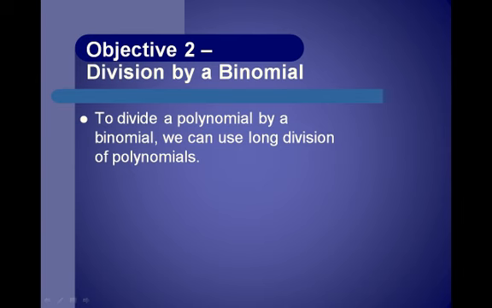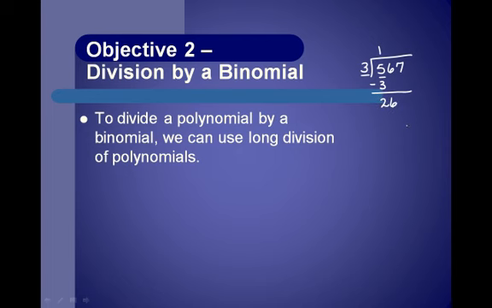Objective 2 is division by a binomial. To divide a polynomial by a binomial, we can use long division of polynomials. Before we start the long division, let's just go back and practice for a minute. Let's say we've got 3 into 567. We start out, we divide first terms. 3 goes into 5 one time. Then we multiply. 1 times 3 is 3. Then we subtract. 5 minus 3 is 2. And then we bring down the 6.